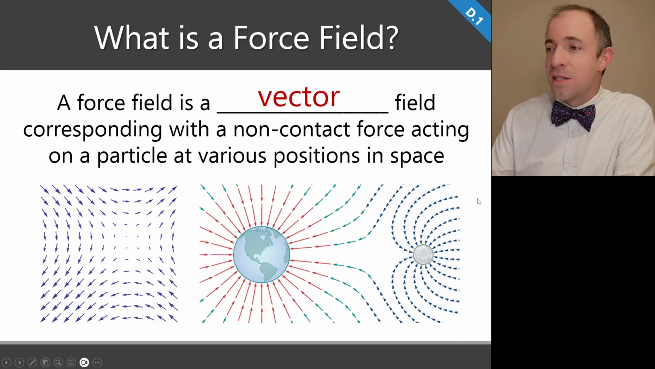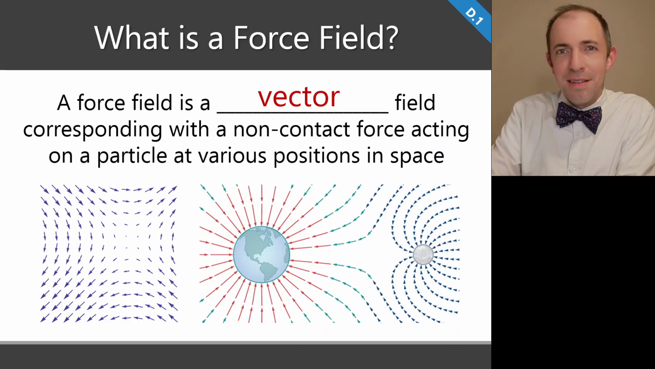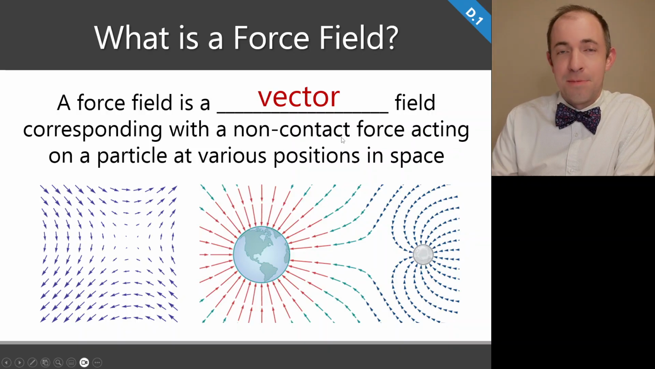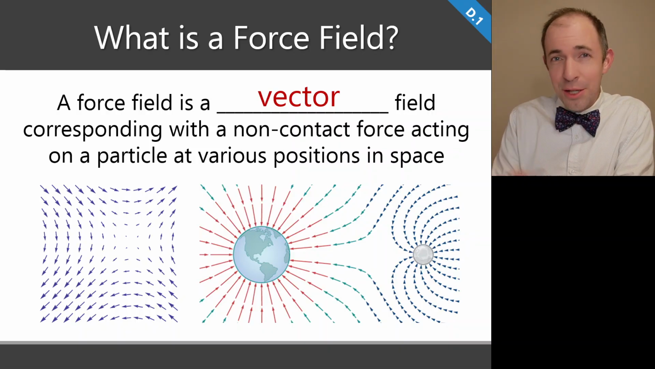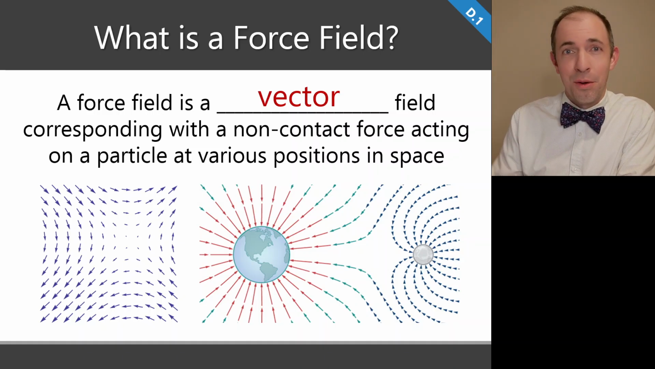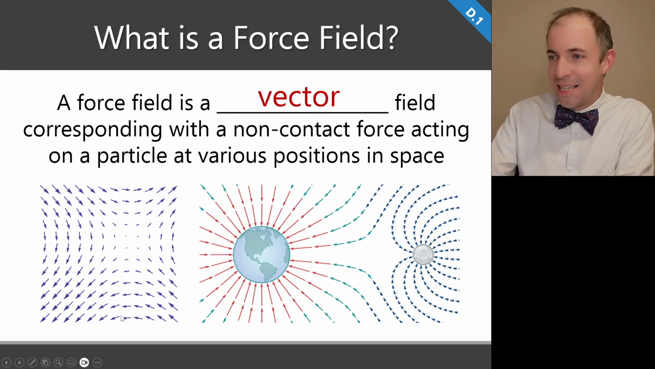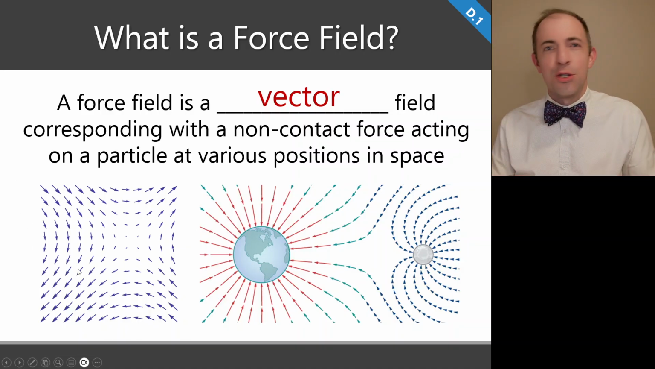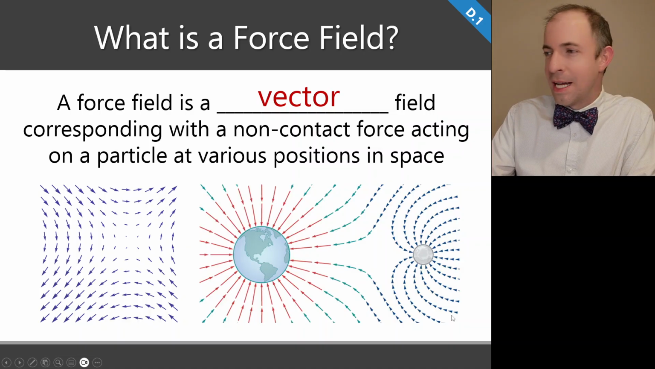So whether you're talking about gravity or electrostatic force or magnetic force, a vector field is basically arrows representing the direction and magnitude of the force that would be acting on a test object in that particular location in space. You will see these arrows basically making a picture that is a map of which direction and magnitude the force would go in that spot.